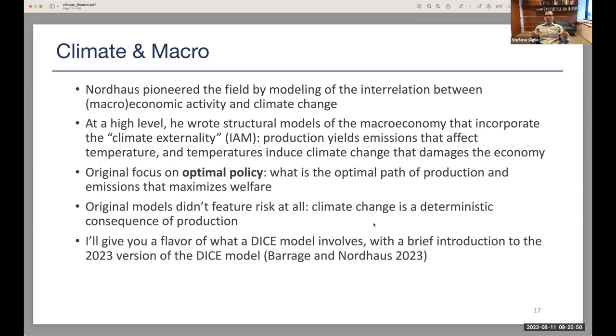Now, if you think about the original goal of these papers, it was on optimal policy. The question was, given this situation, what is the optimal path of production and emissions that maximizes wealth? Obviously, we are economists. We don't say we should cut emissions to zero today because we still need to survive and eat. So there's going to be some balance between consuming and producing and polluting, that takes into account the internalized externality. Because we're trying to find optimal policy, we have a welfare criterion. So it's all about the balance between smoothing out consumption and smoothing out the damages from climate change.